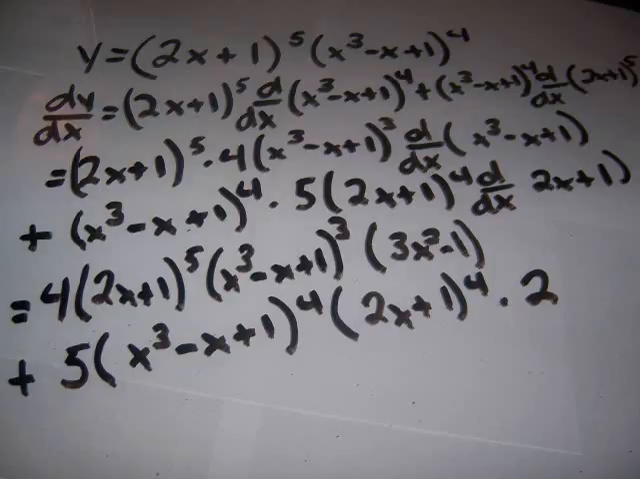This will equal 4 times 2x plus 1 to the 5th times the quantity x cubed minus x plus 1 cubed times the quantity 3x squared minus 1, plus 5 times the quantity x cubed minus x plus 1 to the 4th power times the quantity 2x plus 1 to the 4th times 2.